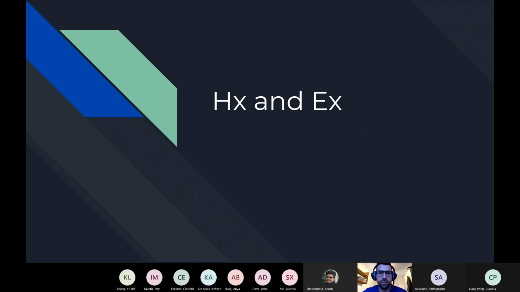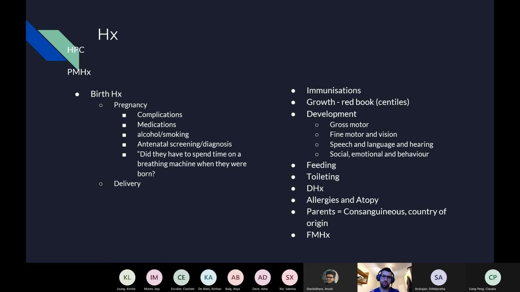Okay, so history and examination. First of all, there's a lot of information on one slide, which I don't like, but it's just to illustrate the point. When you're seeing a child, especially a baby, you need to have a whole picture of how they've been developing.